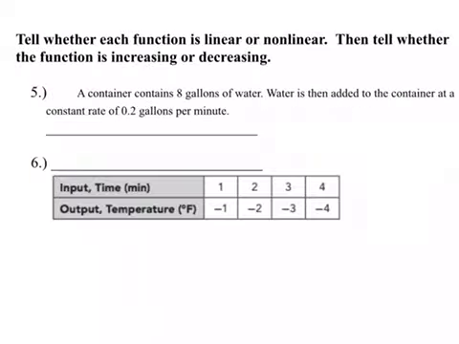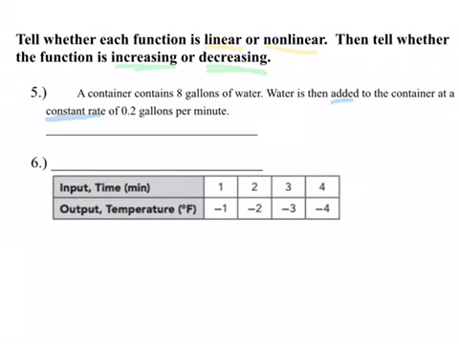For 5 and 6, there are 2 parts here, so hopefully you notice that. Tell whether each function is linear or nonlinear, and then tell whether it's increasing or decreasing. So we have to do both parts. The first one is a situation where a container contains 8 gallons of water. Water is then added to the container at a constant rate of 0.2 gallons per minute.